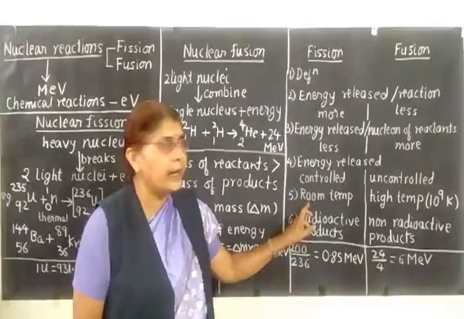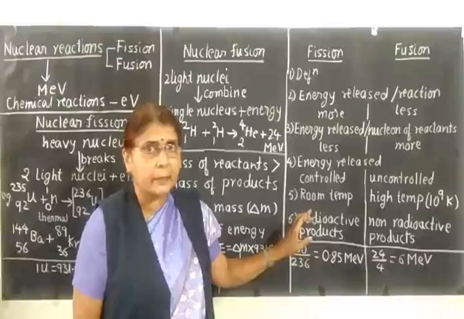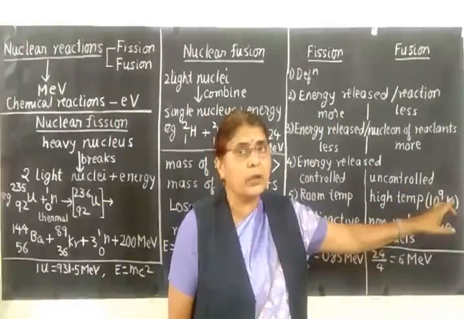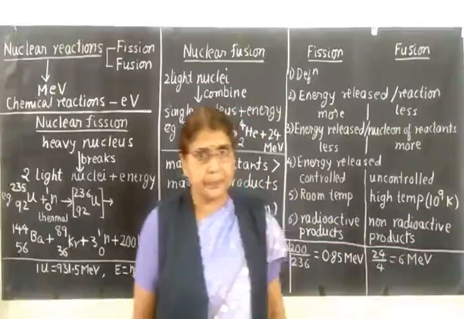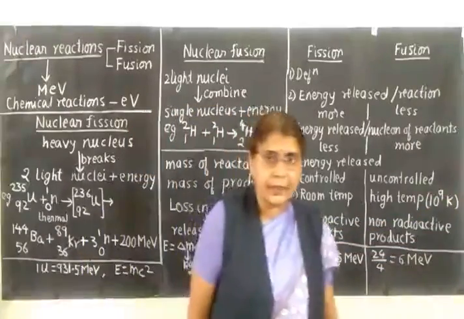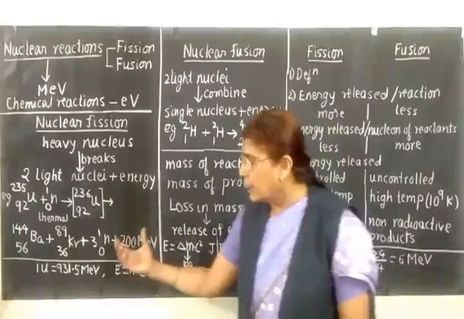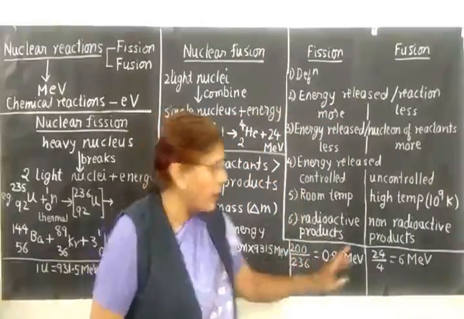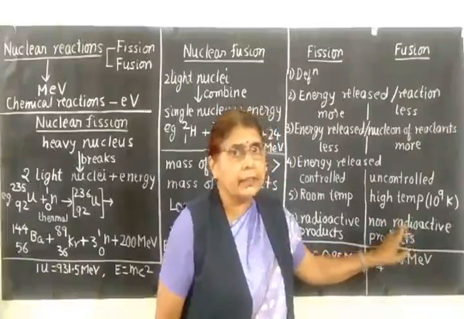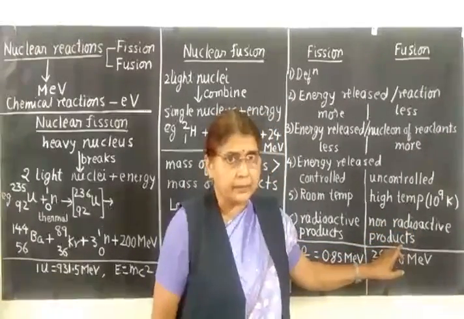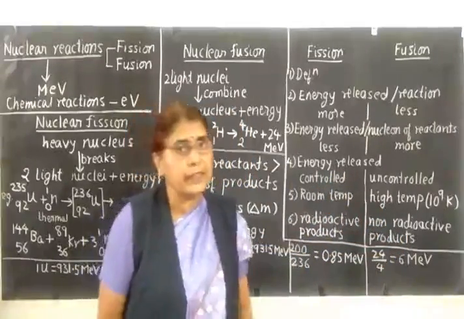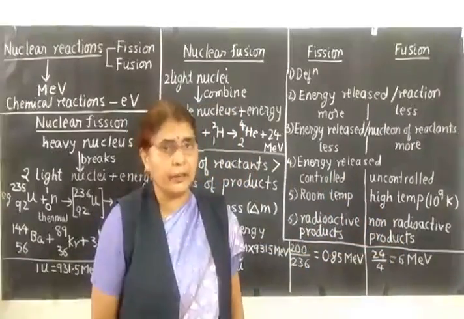Fission is possible at room temperature or ordinary temperature, but for fusion you require a very high temperature, about 10 raised to 9 Kelvin. And another difference is that the products in the fission reaction are radioactive, whereas they are non-radioactive in the case of fusion reaction. So these are harmful, these are harmless. So these are some of the differences between fission and fusion.